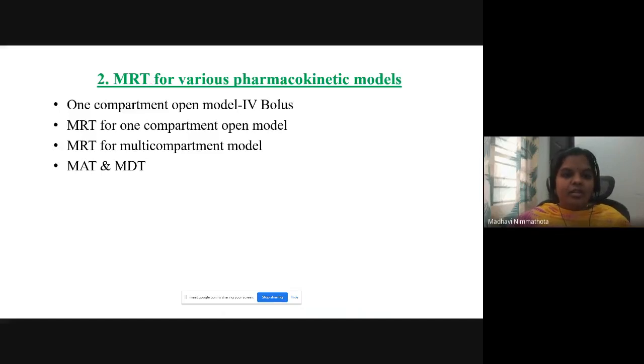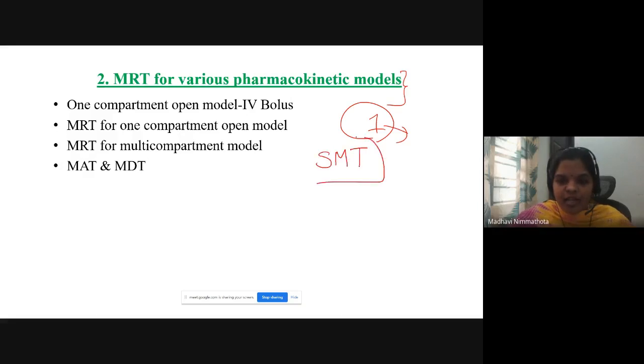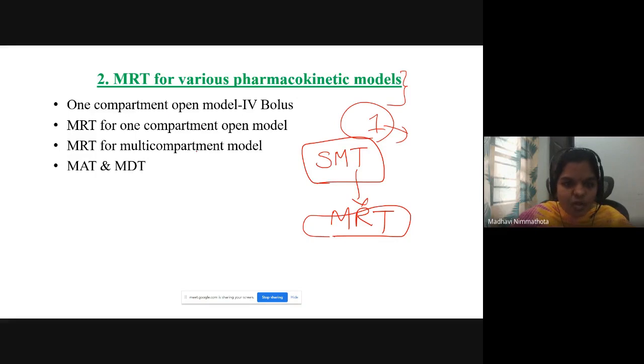Everyone, this is the MRT for various pharmacokinetic models. This is under Unit 7, which I started in the earlier classes. You already know about the statistical moment theory, right? In that we learned about mean residence time of the drug. Now I am going to explain how to calculate the mean residence time of the drug through various compartment models.